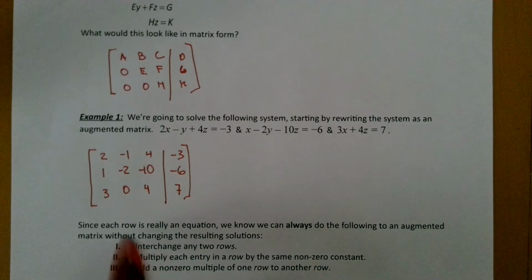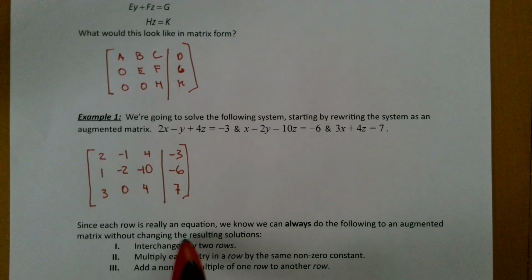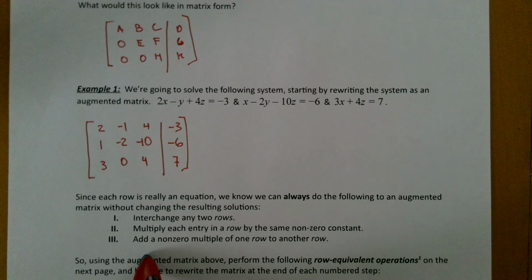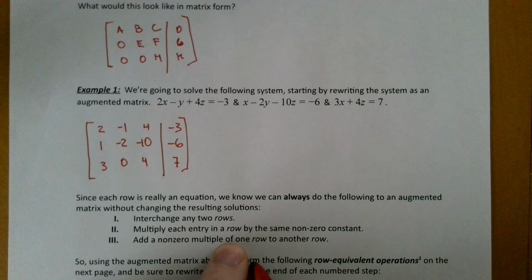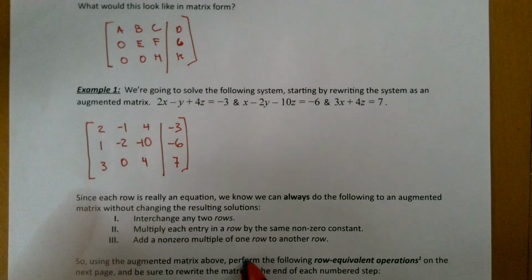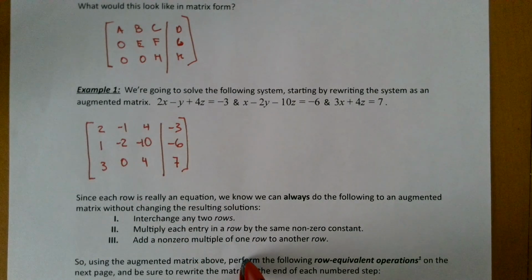So each row is an equation. We can always do these 3 things to those equations. There's a whole theorem and proofs of why these all work. They're actually called elementary row operations. Interestingly enough, you can do it to columns as well. So we can interchange rows, we can multiply by a value, and we can add the rows together. It's essentially the same thing we're doing in Gaussian elimination.